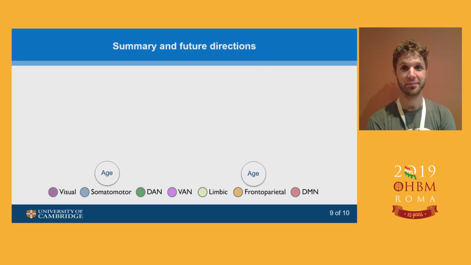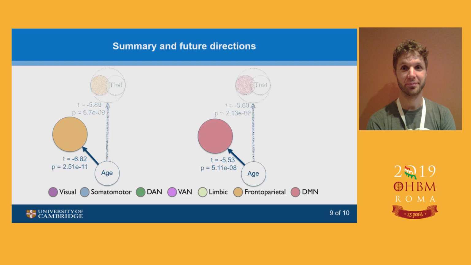So this is a bit of a summary and a bit of saying where we want to go next from what I've shown so far. One of the things we've seen is that age affects this network dispersion. We've also seen that age affects subcortical connectivity. In this case, I'm showing it specifically between thalamus and the same regions that we find dispersion changes in.